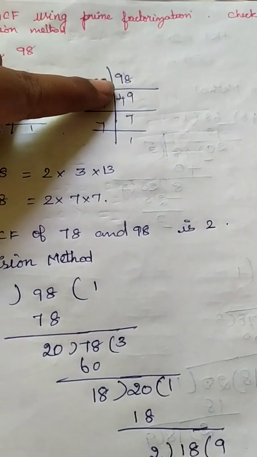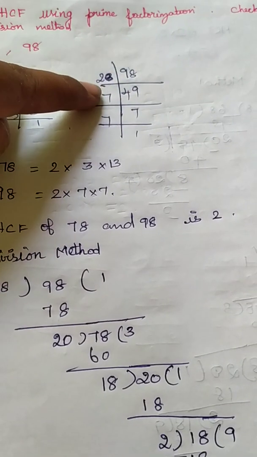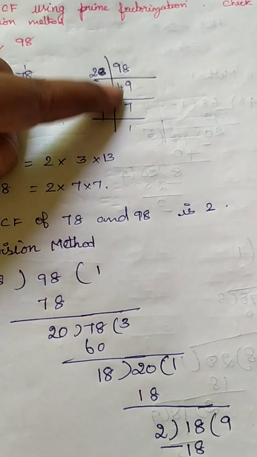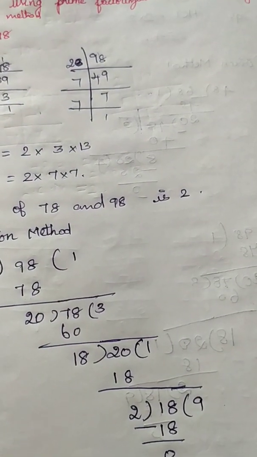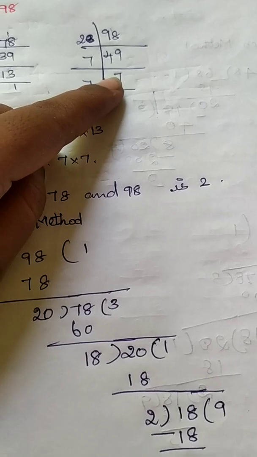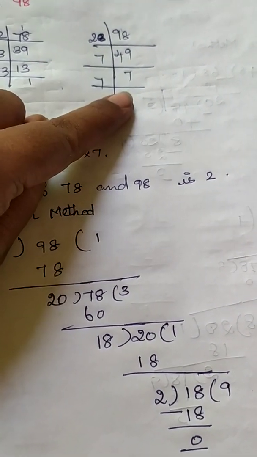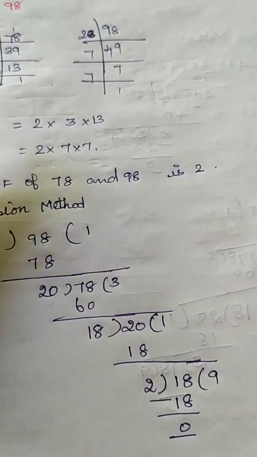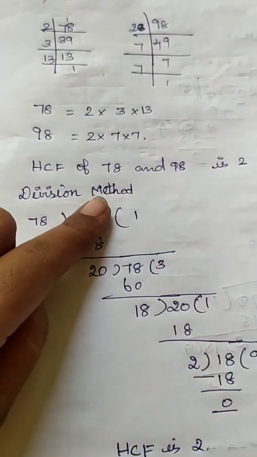And the next number is 98. The unit digit is 8, so we can do it by the 2 table, the smallest prime number. 4 2s are 8, 9 minus 8 is 1. Carrying over, 18, 9 2s are 18, so 49. We all know 49 comes in the 7 table, 7 7s are 49. So again the 7 table one time. So 98 can be written as 2 into 7 into 7.